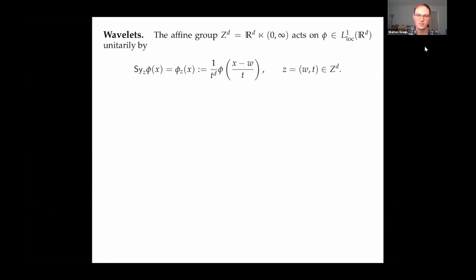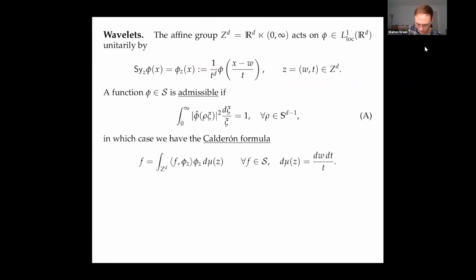And this acts on any function by translation and by dilation. So we'll use this interchangeably, Z and (w, t). W is the translation parameter and t is the scale, or the dilation. And we normalize, we have L1 normalization. And so this is what we mean by a wavelet. We take a function and we apply this action to it on the entire upper half space.